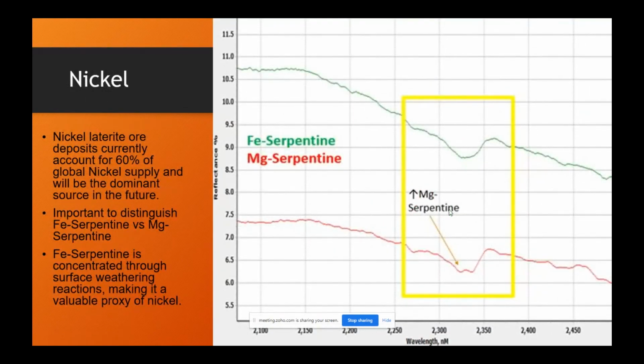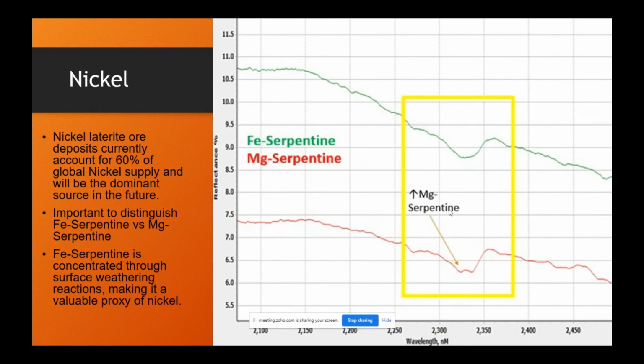The next example is a nickel application. So this is going to be an application where the Ore Expert can really benefit you. This is not an application that a standard resolution spectrometer can do. So nickel laterites actually dominate the global supply for nickel. So it is very important in this application to be able to distinguish between iron serpentine and magnesium serpentine. Iron serpentine is actually used as a proxy for nickel exploration.